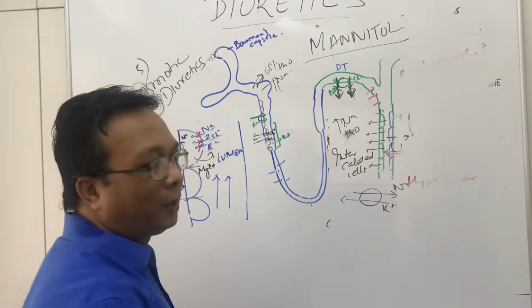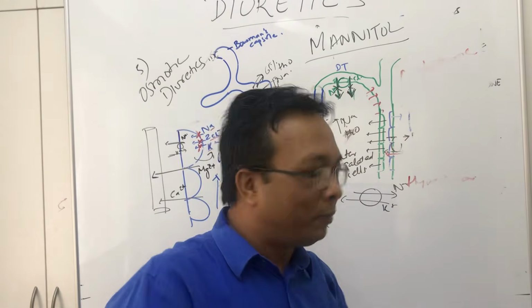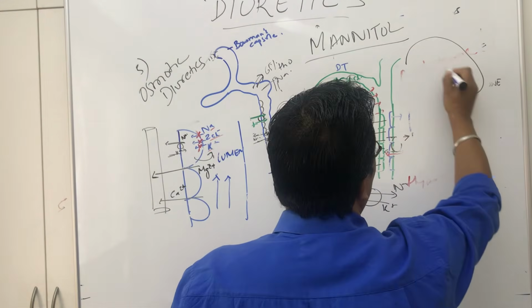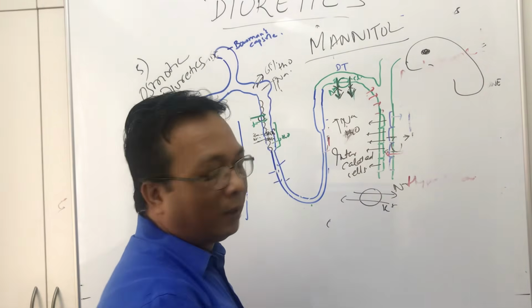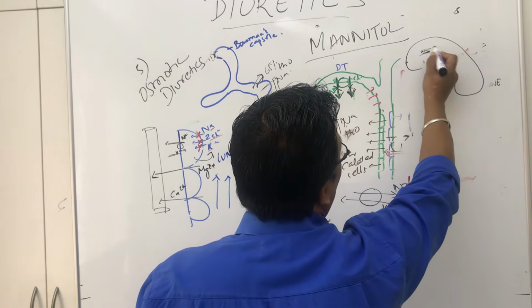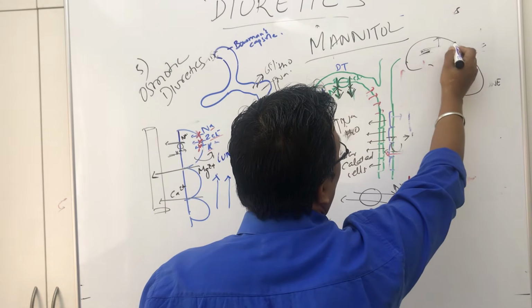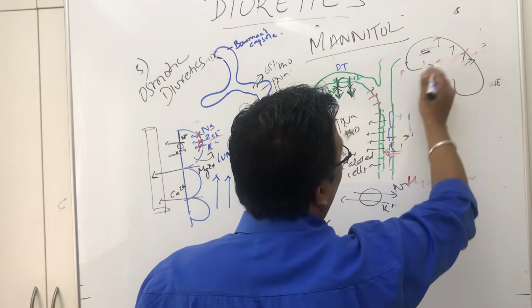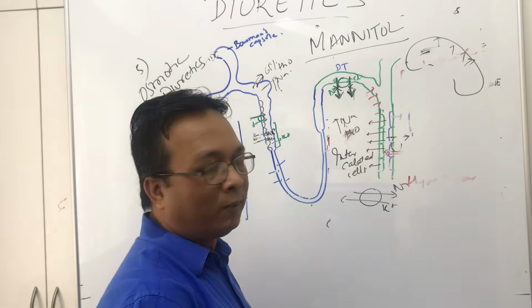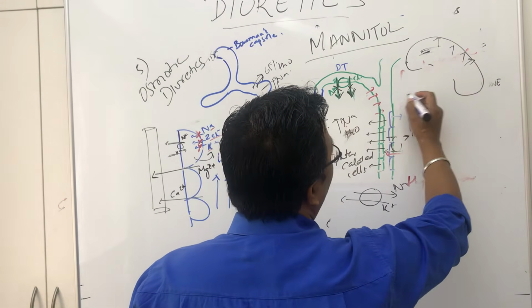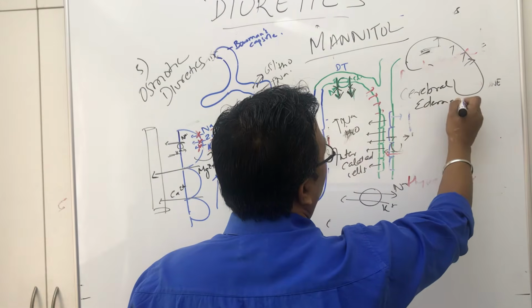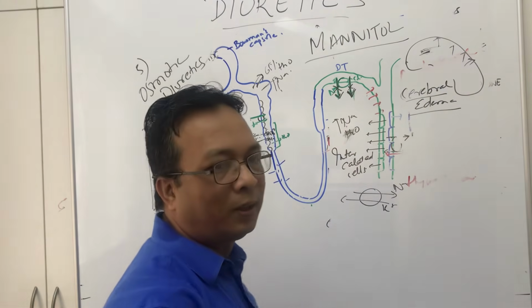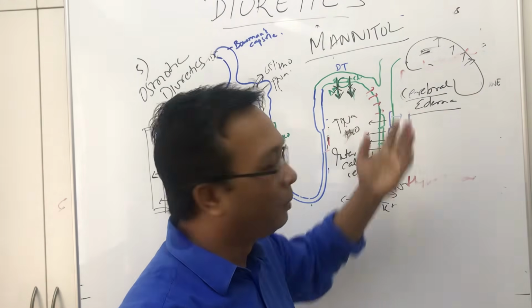In every case of cerebral edema, whenever there is any road traffic accident, let's say this is the brain and there is bleeding. If there is bleeding here, what will happen? The volume is increased because blood has gone out of the vessel. So we call it cerebral edema. In any accident or head injury case, there is cerebral edema.